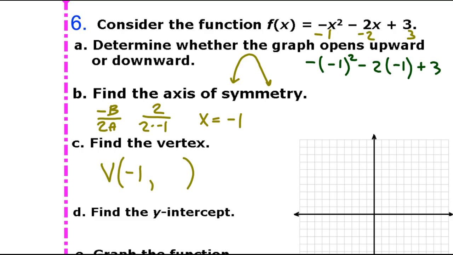So you have to square the negative 1. You're going to get positive 1, and then you make it negative. So ultimately this ends up being a negative 1. Minus 2 times negative 1, that's going to be a plus 2, plus 3. So what do we end up with here? 4?